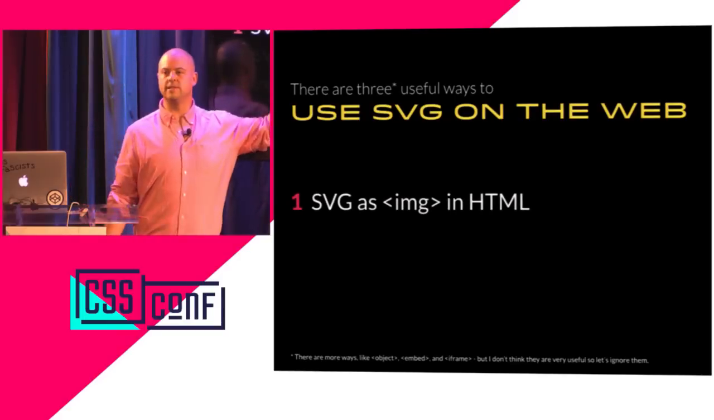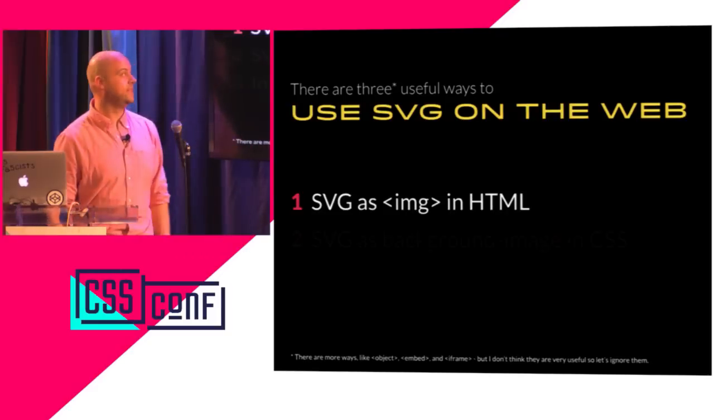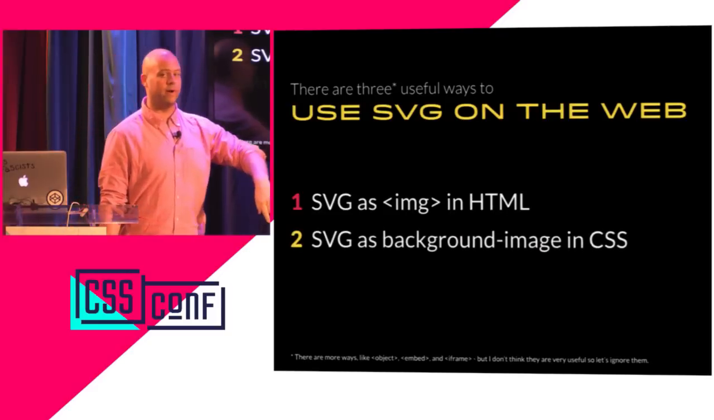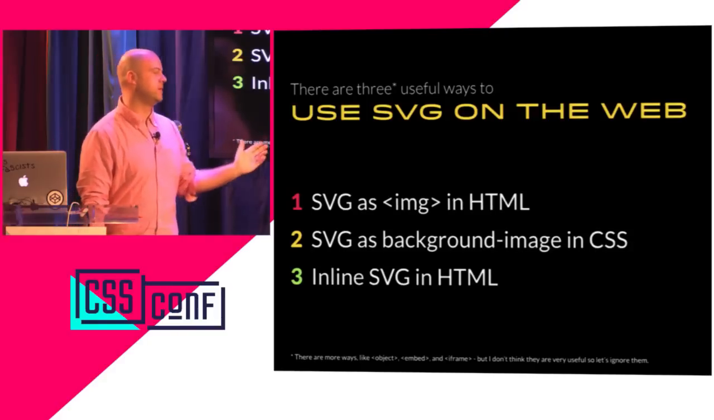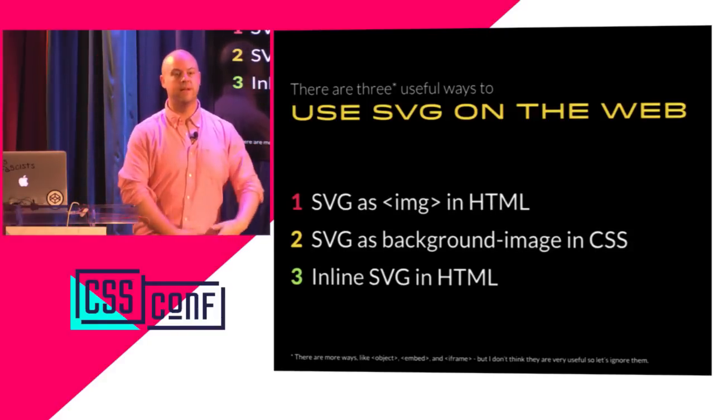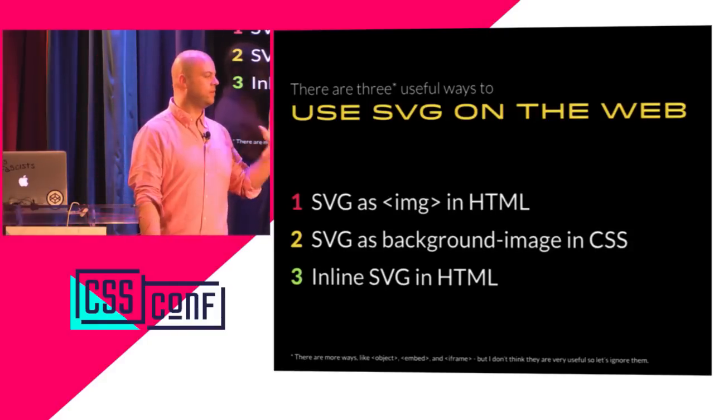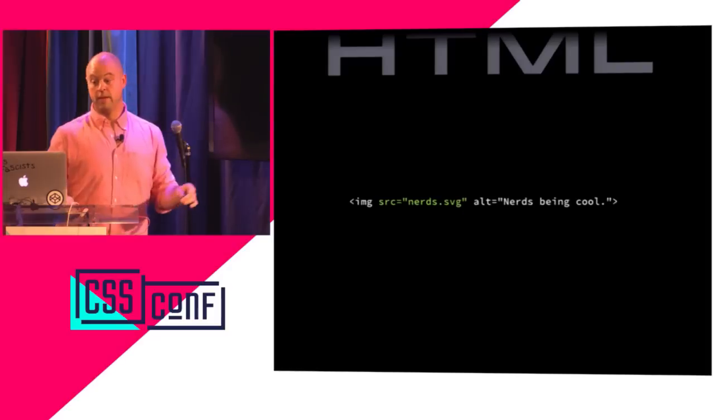One of them is just to put it as the source of an image tag. That's kind of the easiest way. One of them is the background image in CSS, which is cool, and one of them is inline SVG. The other ones being objects and embeds and iframes and stuff, and of all the years I've worked with SVG, I've never done that, so whatever, go away.